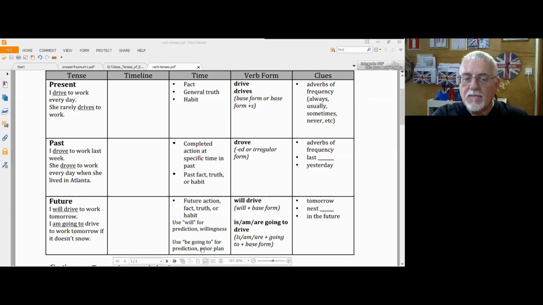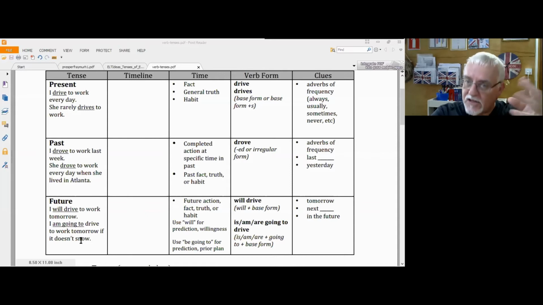Or we can use be going to for a prediction or a prior plan. So it's something that you've planned to do and you are going to do it in the future. So look, I will drive to work tomorrow. I am going to drive to work tomorrow if it doesn't snow. So here we're using it in a conditional form, right? That you are going to drive to work, but only if it doesn't snow.